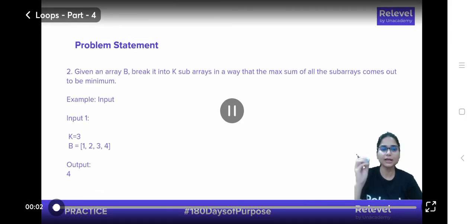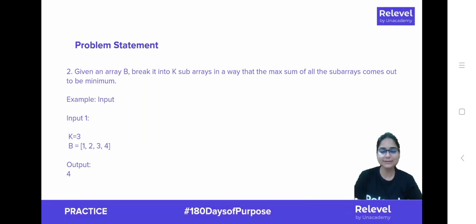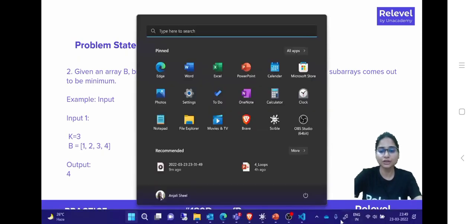Question number 2 is saying: given an array B, break it into k sub-arrays in a way that the maximum sum of all the sub-arrays comes out to be minimum. So it must be a little trickier to understand. Based upon the example which is given to us here, I will be explaining it to you in simpler language. Alright, so let's just write it down here.